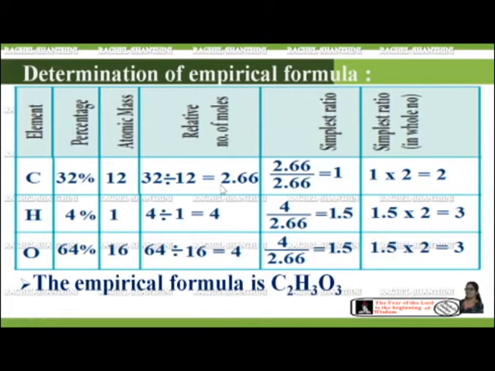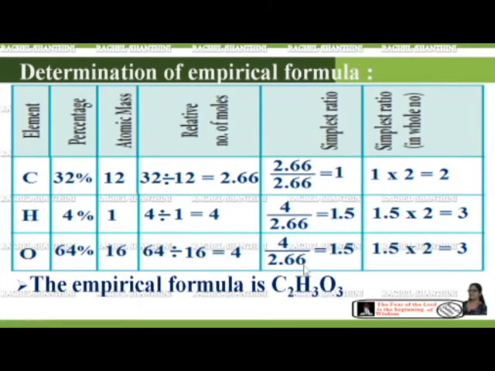So in the next step, step number 2, we have to divide the quotients that we obtain in relative number of moles by the smallest number among them. Here, which is the smallest number? 2.66. So we have to divide all the quotients by 2.66. So 2.66 divided by 2.66 gives 1 for carbon. Here for hydrogen, 4 divided by 2.66 gives 1.5 for hydrogen. 4 upon 2.66 gives 1.5 for oxygen.